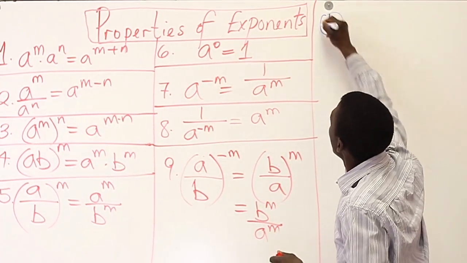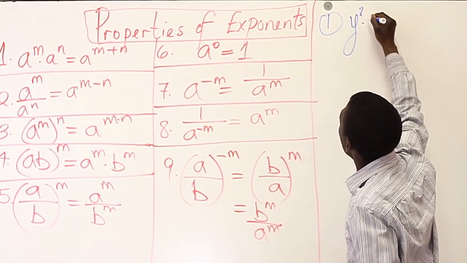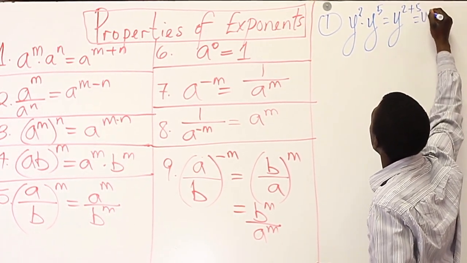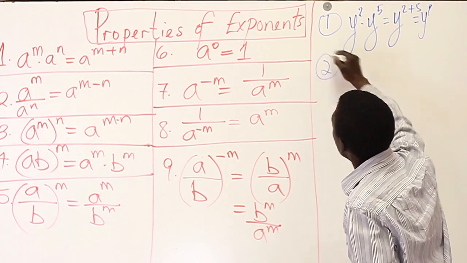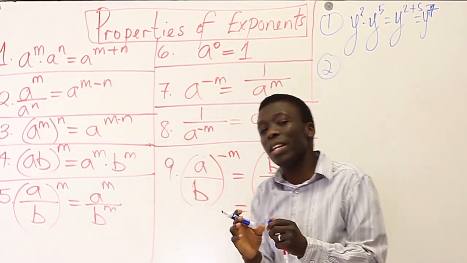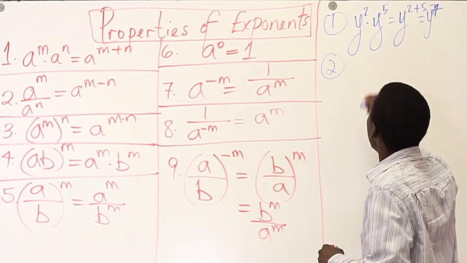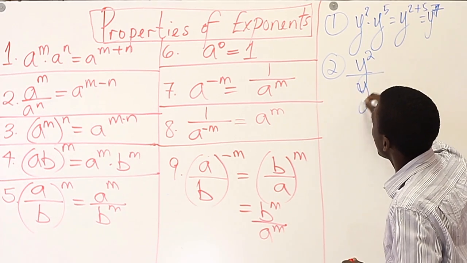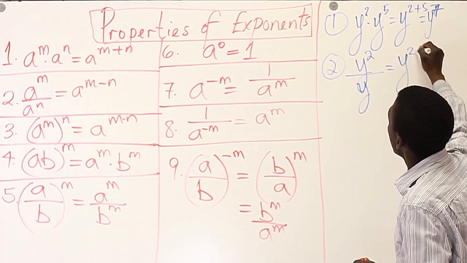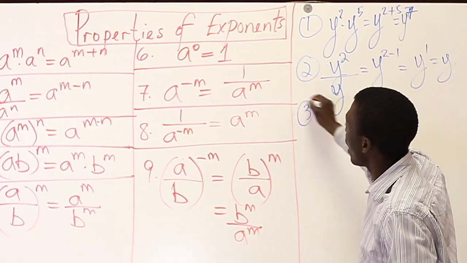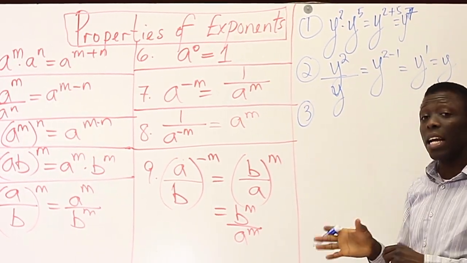And so if you have y to the 2nd power times y to the 5th power, it would just be y to the 2 plus 5, which is y to the 7th. So that's the first property. The second property, if there's a division going on, then you can subtract the powers. So if you have y squared divided by y, it's the same thing as 2 minus 1, which is y to the 1st power, which is just y alone. So that's the second property.